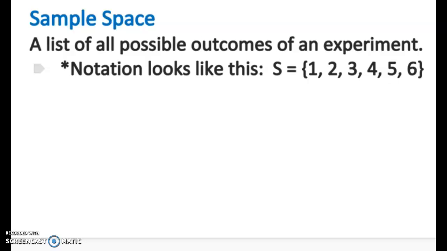Sample space is defined as a list of all the possible outcomes of an experiment. There is a certain way to write the sample space, and it looks like this. S, for sample space, is equal to, notice the brackets that are at the beginning and the end of the list of the possible outcomes. So this looks like it would be the sample space for rolling a die. There are 6 things that could happen, the 1, the 2, the 3, the 4, the 5, or the 6. We put those numbers inside of those brackets.